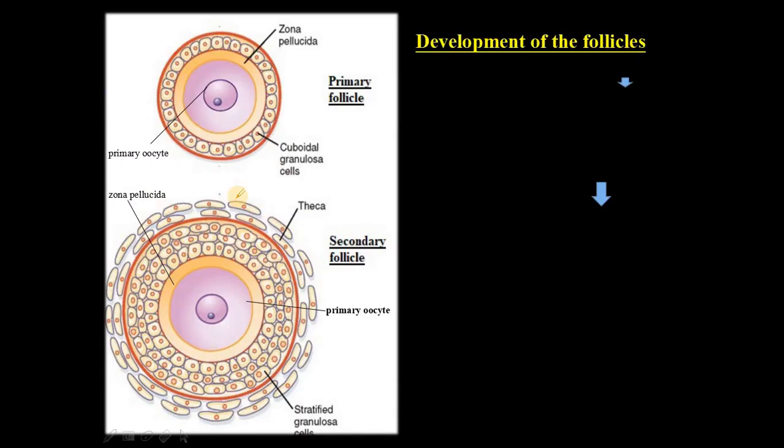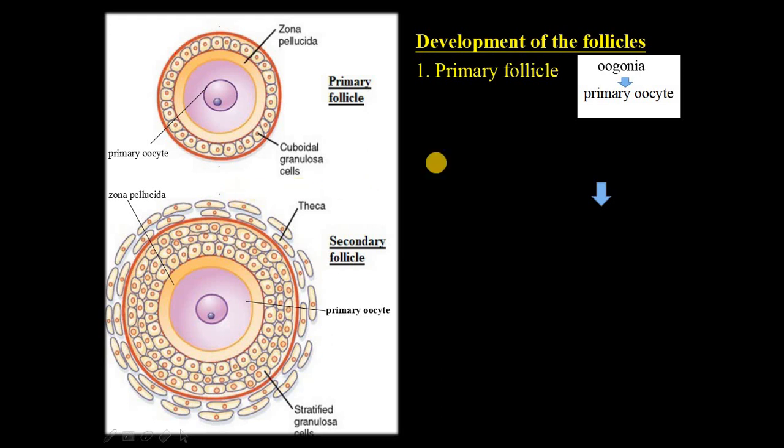Moving on to the development of follicles. The first follicle we are studying is the primary follicle. Now, the primary follicle has primary oocyte in it. This is the primary oocyte, which is surrounded by a layer of granulosa cells. These granulosa cells provide nourishment to the primary oocyte, and this is the diffusing membrane, that is the zona pellucida. So a primary follicle is made up of primary oocyte and it is surrounded by granulosa cells. The primary oocyte is formed from oogonia. Oogonia is the mother cell of ovum.